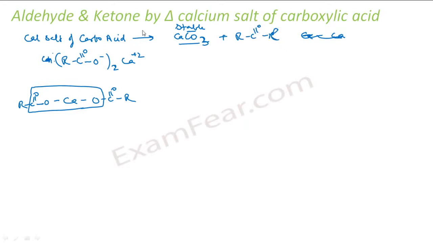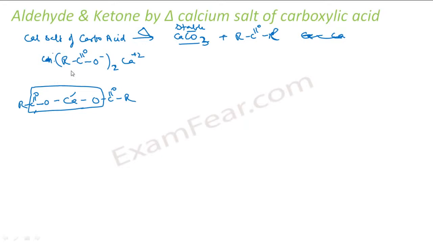This reaction happens at a very high temperature, so there is no reaction mechanism, but just understand the logic here. From this, you're taking out CaCO3: Ca, C, and 3 oxygen. So what you get is RCOR. Correct? Now, if you have a calcium salt of methanoic acid and a calcium salt of non-methanoic acid, what you get is aldehyde. Correct? And if you have calcium salt of non-methanoic acid, you get ketone.